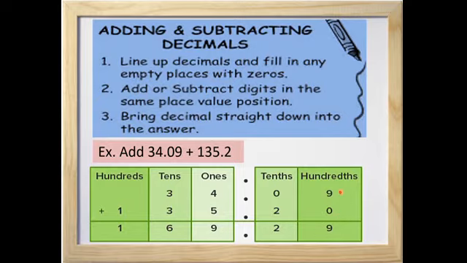Now add. So 9 plus 0 is equal to 9. 0 plus 2 is equal to 2. And bring this decimal point below it. Then add 4 plus 5, that is equal to 9. Here 3 plus 3 is equal to 6. And bring this 1 here. So altogether the sum will be given by 169.29. Is it clear, children?